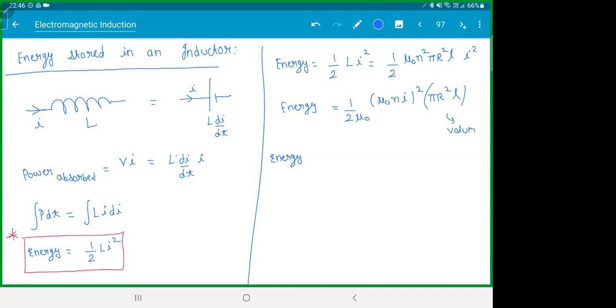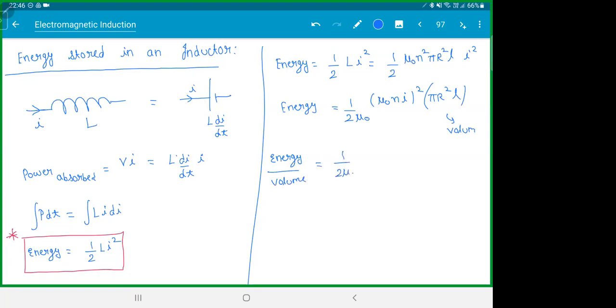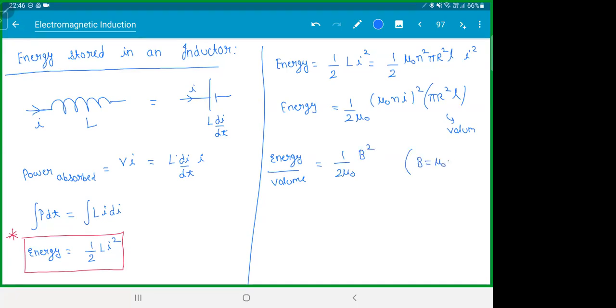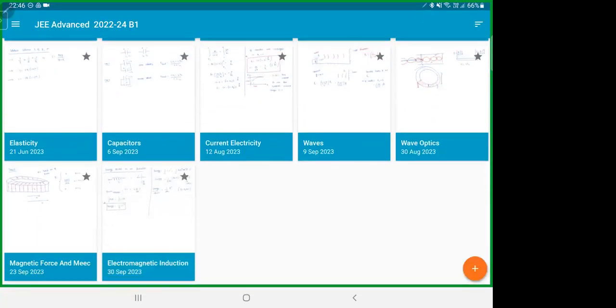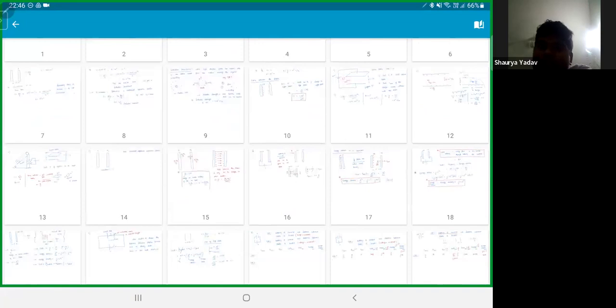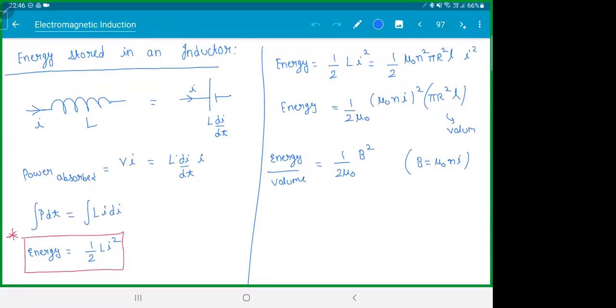Anyone remembers what energy by volume is called? Energy density. And do you guys remember the formula there? Half epsilon naught E square. Here it will be 1 by 2 mu naught B square. This we have done in capacitors. If you go back to capacitors, self energy, this is how we derive this energy density, half epsilon E square. The energy per unit volume in the form of electric field is half epsilon E square. Same formula here, the only difference is 1 by 2 mu naught B square. This is called magnetic energy density.